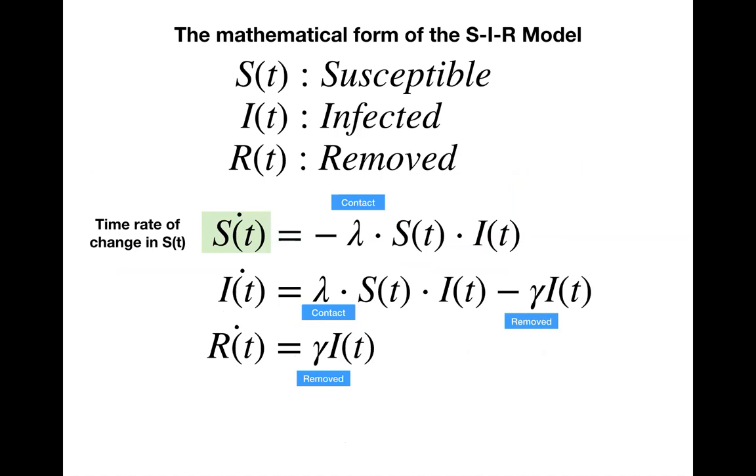The mathematical form of the SIR model has three functions, S, I, and R, all of them functions of time. The time rate of change of S is a function of the contact rate, lambda, and S and I. For I, it's not just creating new patients through contact, it's also removing patients through recovery. And for the removed ones, every day you get new recoveries due to treatment, which is gamma times I.